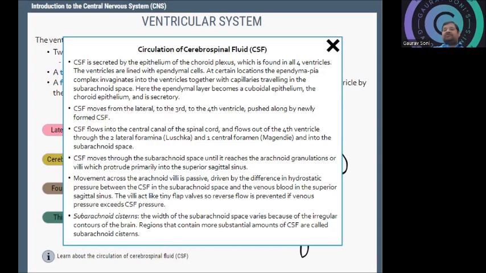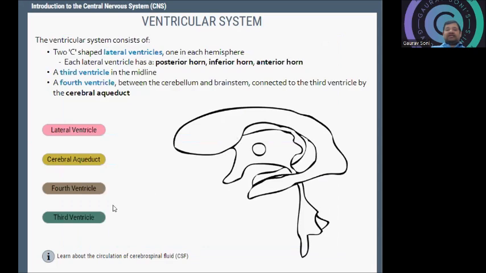CSF moves from the lateral to the third to the fourth ventricle, pushed along by the newly formed CSF. CSF flows into the central canal of the spinal cord and flows out of the fourth ventricle through the two foramina of Luschka and one central foramen of Magendie into the subarachnoid space. CSF moves through the subarachnoid space until it reaches the arachnoid granulations or villi. The movement across the arachnoid villi is passive, driven by the difference in hydrostatic pressure between the CSF in the subarachnoid space and venous blood in the superior sagittal sinus. So this is a small introduction about the CSF.